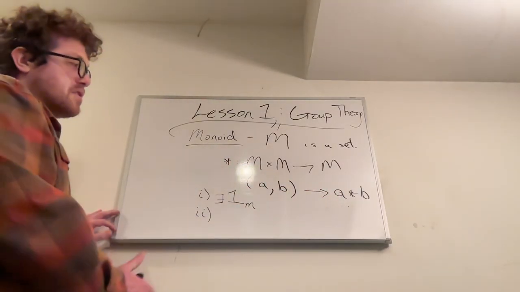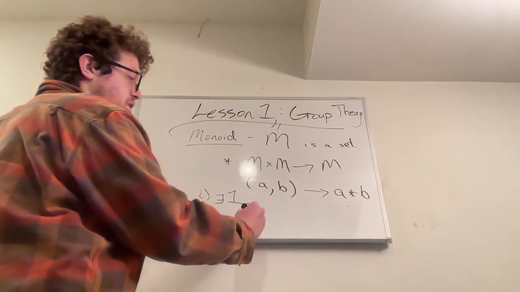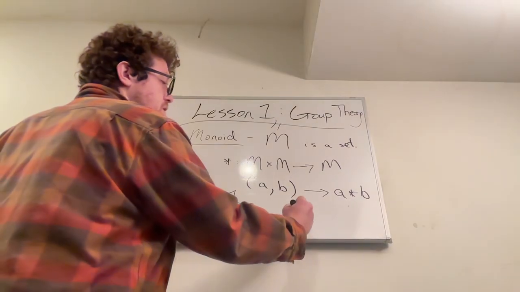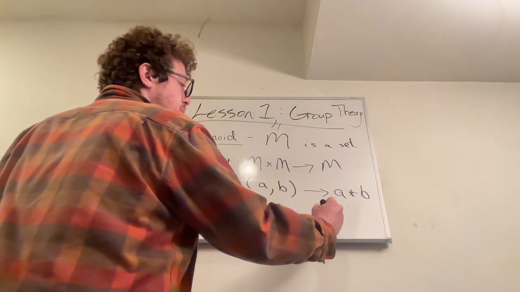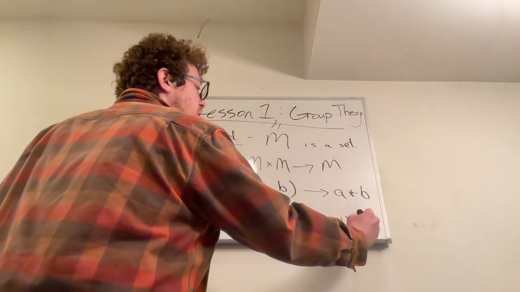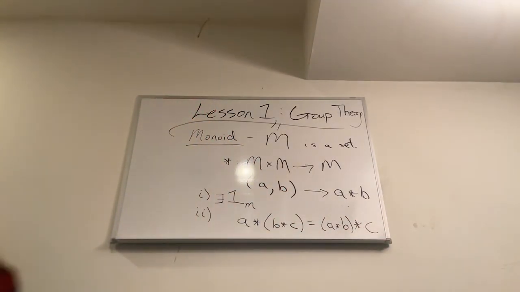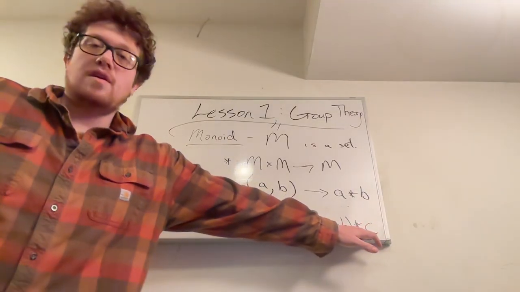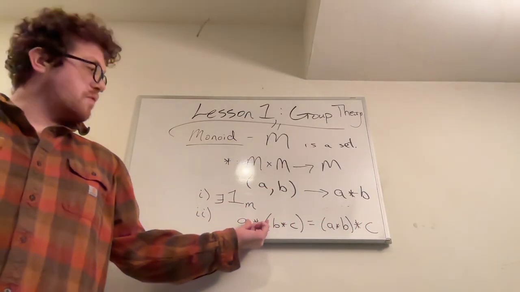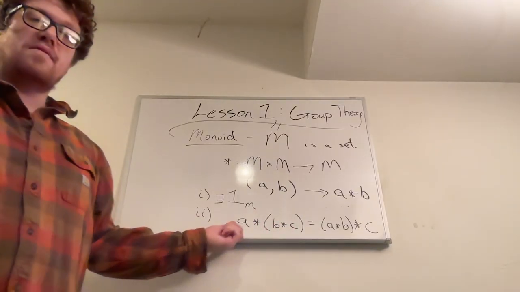And then the second axiom is the associativity, right? So we need that A star B star C is always the same product as A star B first, and then we apply the result of A star B to C. And this product should be the same as if we associated the brackets in a different way, if we do B star C first, and then we multiply by A on the left after.